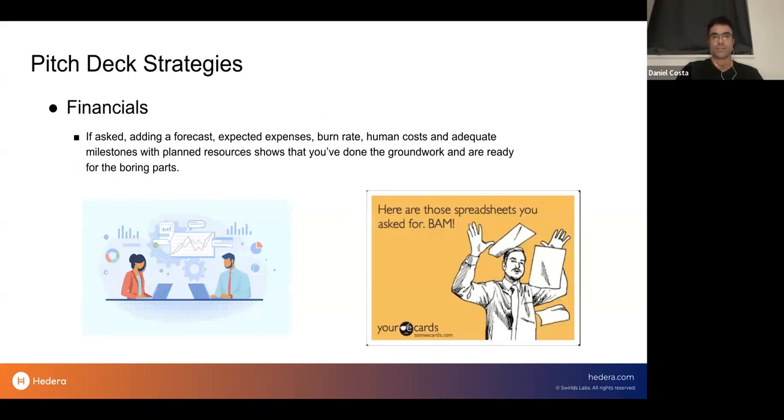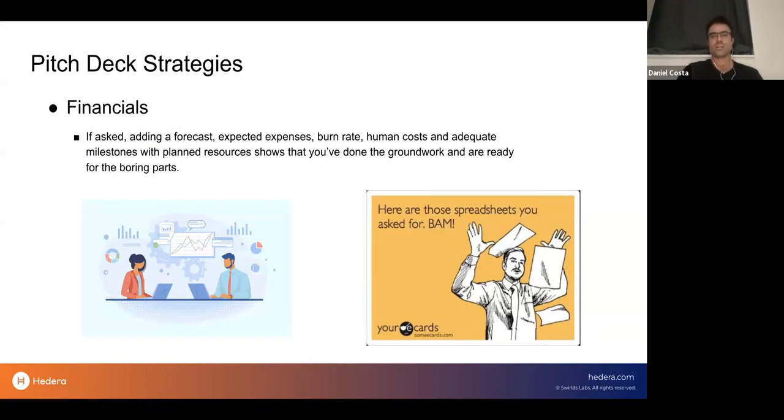Boring stuff: financials. Yeah, if asked, add a forecast, expenses, burn rate, human cost, all that kind of stuff. If you have a great product and say, okay, we want to kick this off, people need to know, if they're going to fund it, or have a partnership, what is the plan? What kind of team do you need? What structure do you need? What are your burn rates for the next year or two? When do you plan to become profitable? What's your revenue?